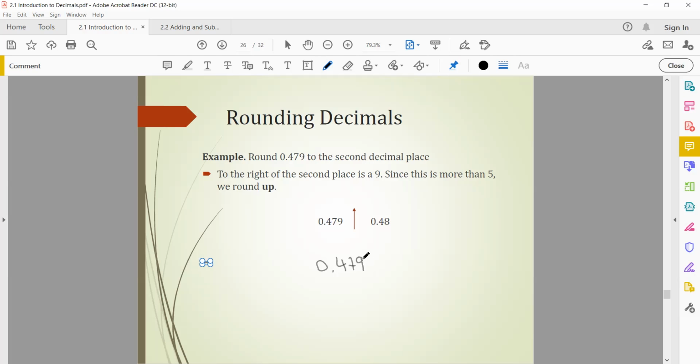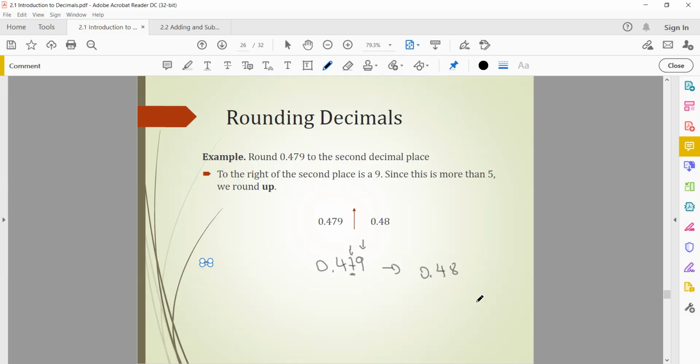479. So round to the second decimal place. So this one right here, you're going to round to that one, but the one that you look at is that one. And of course, you'll be rounding up because it's a 9. So this will round up to 0.48. So just like I said, the 9 drops off and then the next digit just increases by 1.